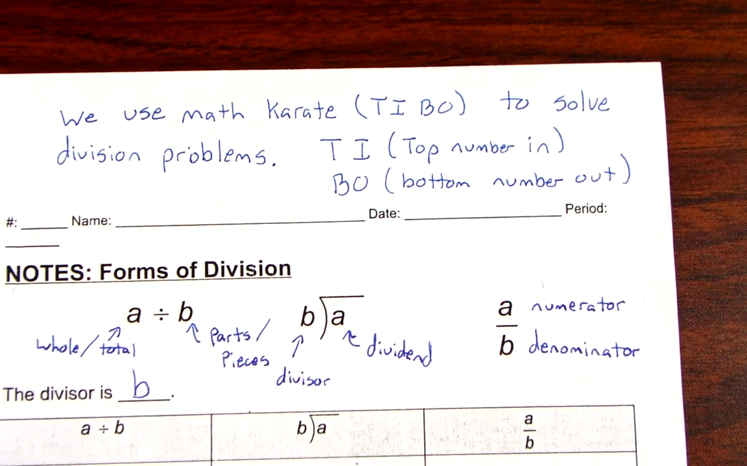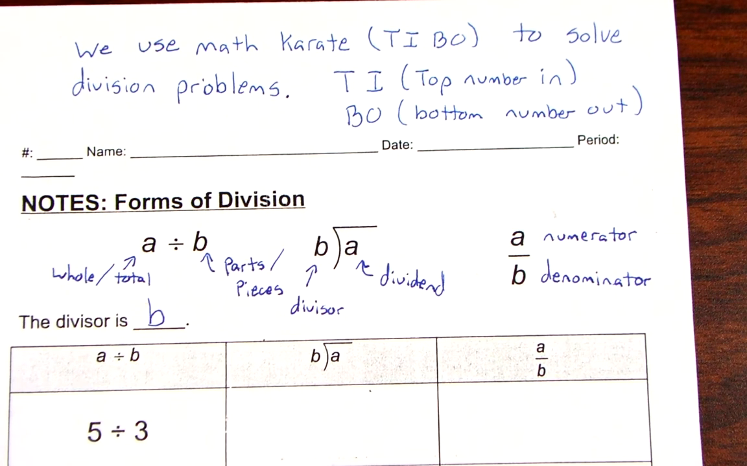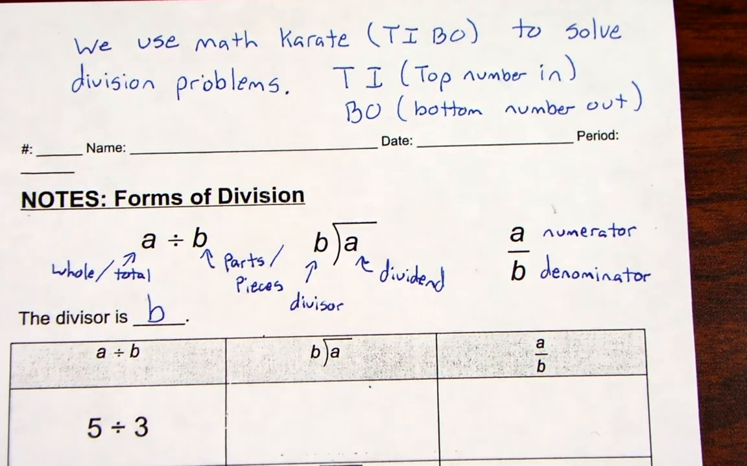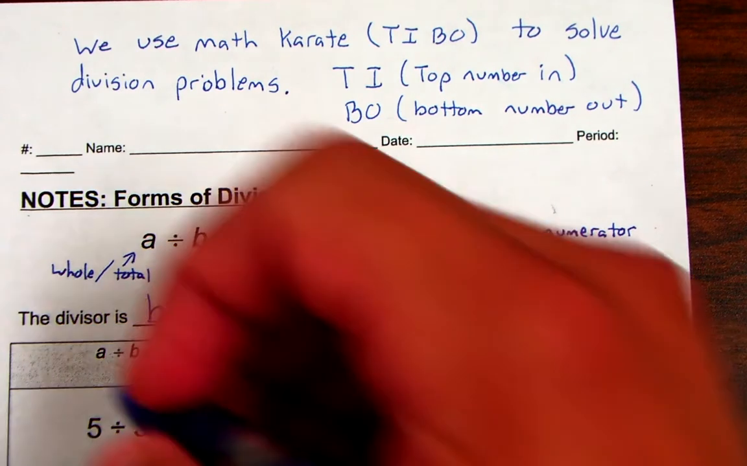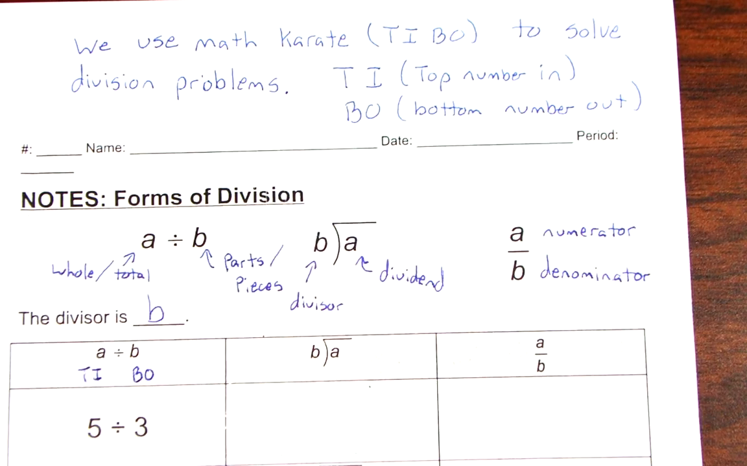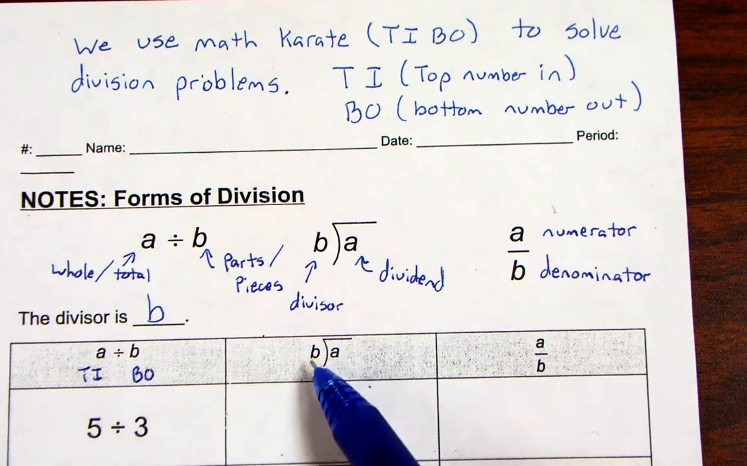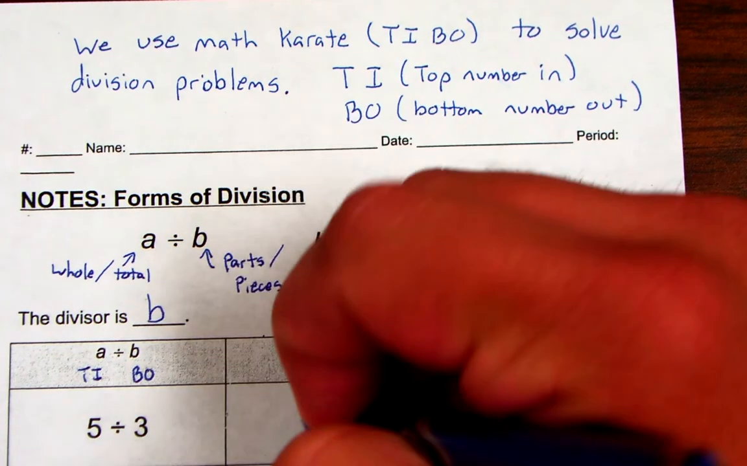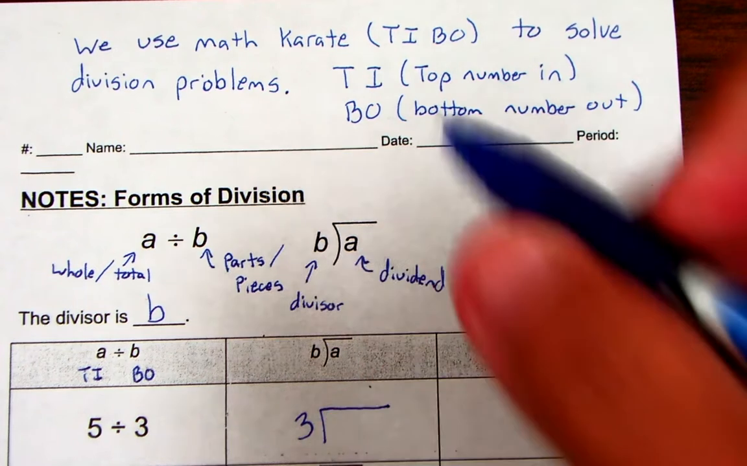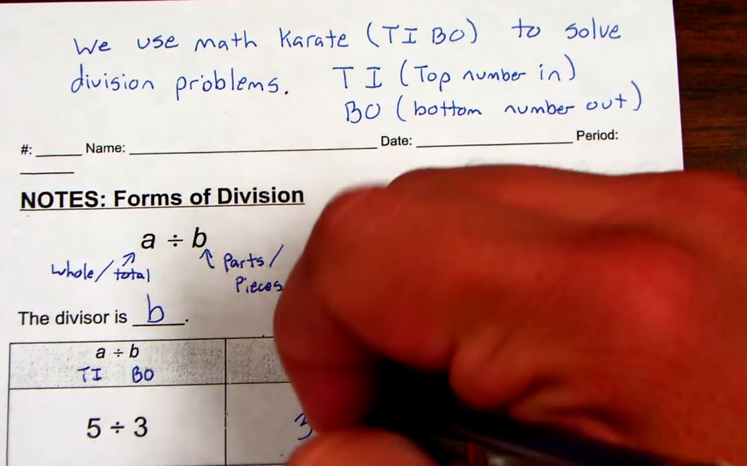So let's start filling in our little boxes. So here's our first example. Now, remember whenever we're doing math karate, it's Tai-Bo. I like to put it wherever we're doing math. So for example, here's my Tai, there's my Bo. So the B has to go on the outside here, so that would be the 3. And the Tai goes on the inside, which is your A, which happens to be 5.